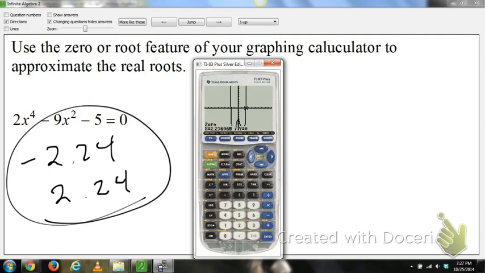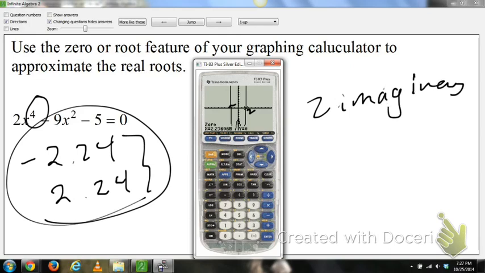Now clearly those aren't all the zeros because I only have these 2 that I can see, and I know it's a degree 4. The other 2 must be imaginary. So if I could spell, that would be fantastic. Let me try that again. The other two solutions would be imaginary, where these 2 are my real zeros. Thanks for watching, and we'll practice some more in class.